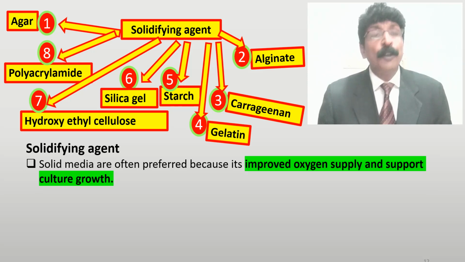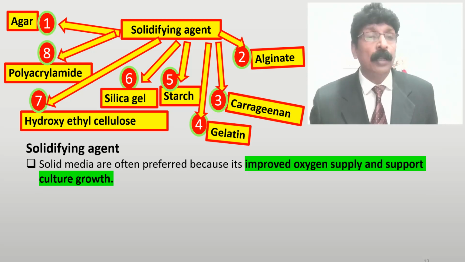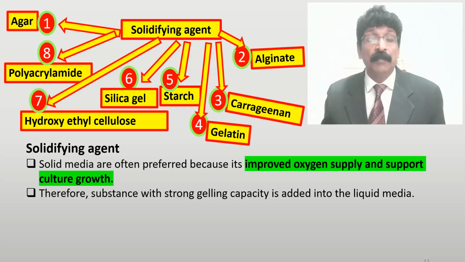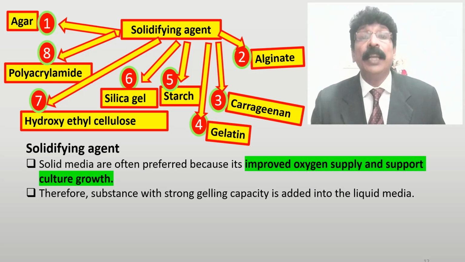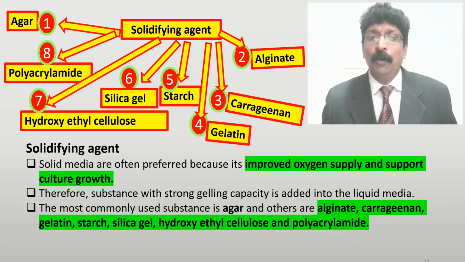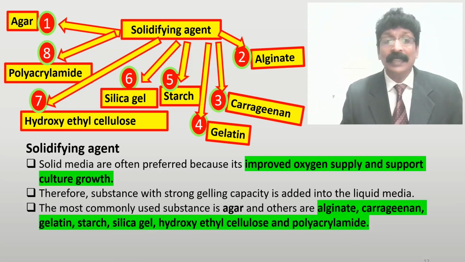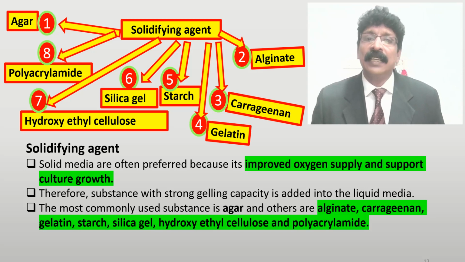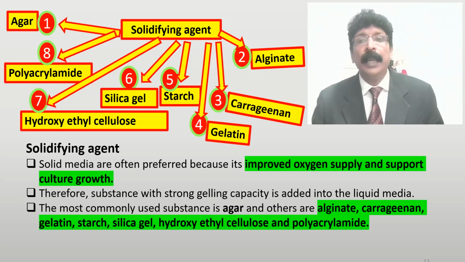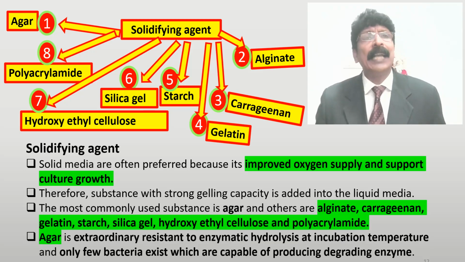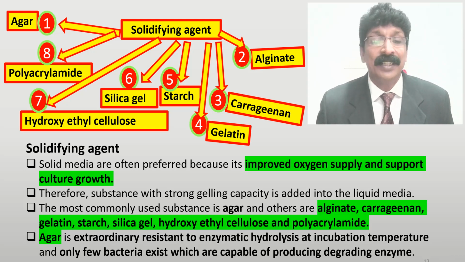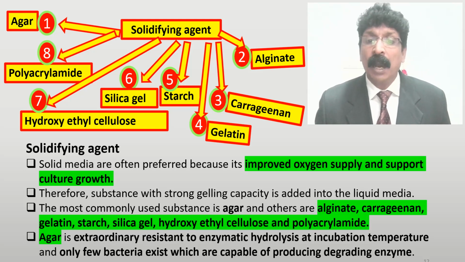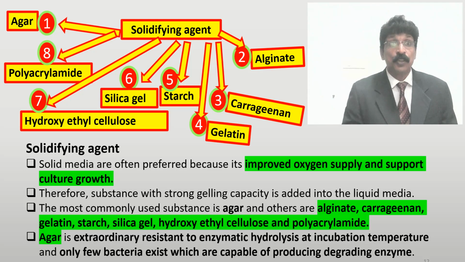Solid media are often preferred because they improve oxygen supply and support culture growth. A very good point the student should remember. Why solidification? A substance with strong gelling capacity is added to the liquid medium. The most common are agar, alginate, carrageenan, gelatin, starch, silica gel, hydroxyethyl cellulose and polyacrylamide. Agar is extraordinarily resistant to enzymatic hydrolysis at incubation temperature, and only a few bacteria are capable of producing degrading enzymes. So it is protective, and that is why we use agar in the medium.